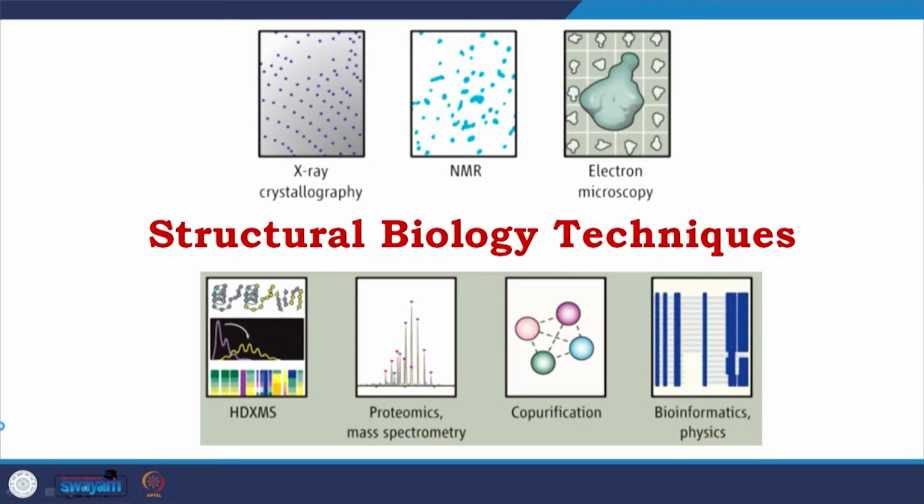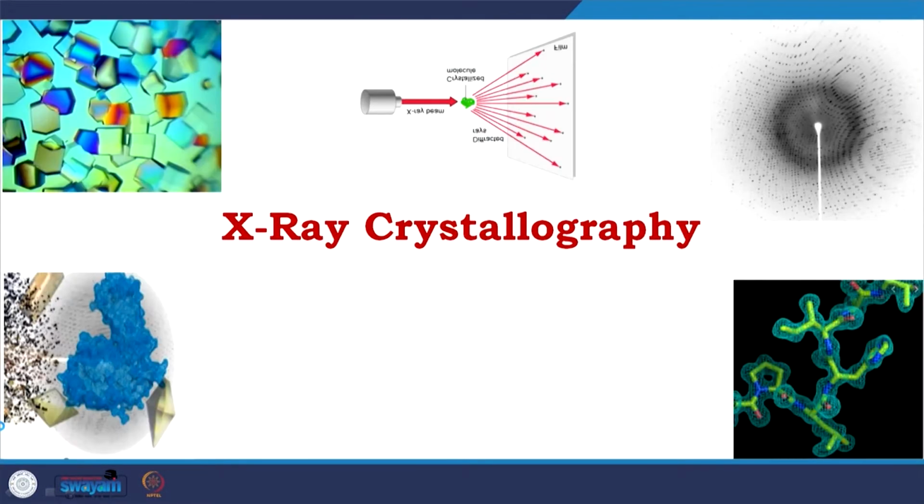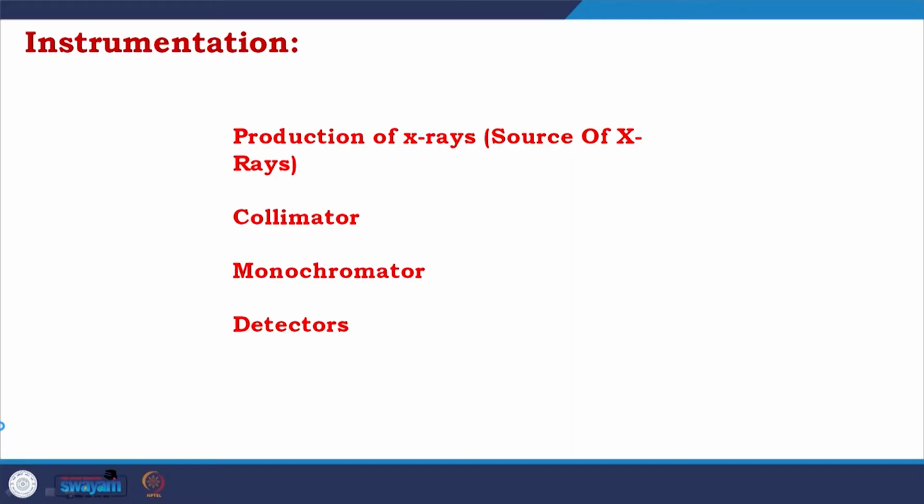Good day everyone. Welcome again to the course of structural biology, and as you know we are going through structural biology techniques, continuing with X-ray crystallography. Today we are going to learn something new from the basic subject, which is instrumentation of X-ray crystallography. Majorly the instrumentation is categorized as part of the production of X-rays, which is the source of X-ray.